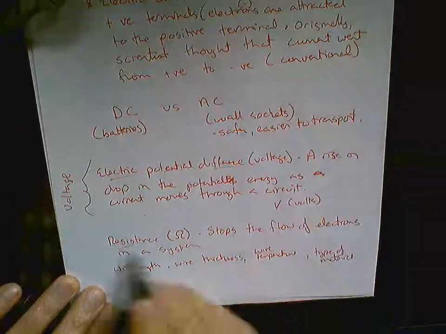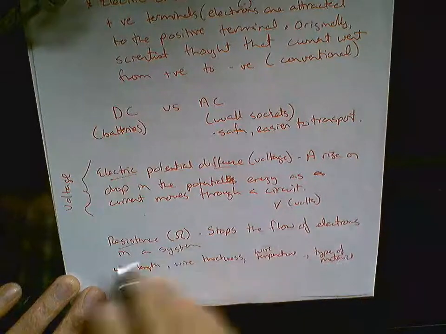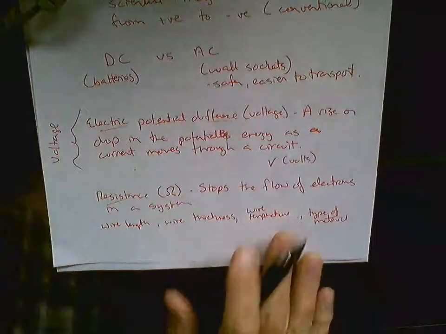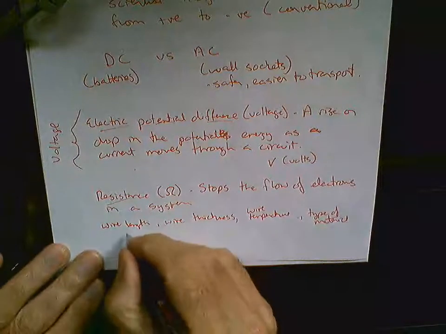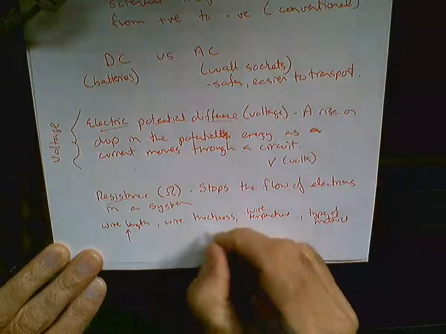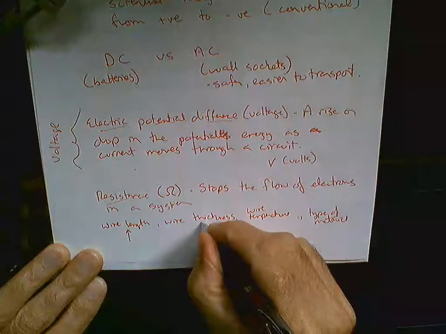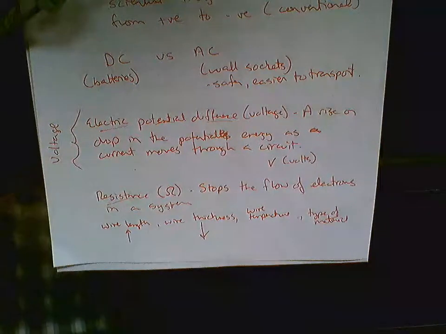Resistance, you'll hear the term ohms there, or you'll see the Greek symbol omega, stops the flow of electrons in a system. So things that affect the electron flow: wire length will increase the resistance. Wire thickness, the thinner the wire, the higher the resistance, so a thicker wire will have less resistance.